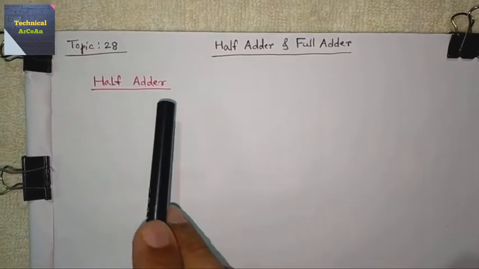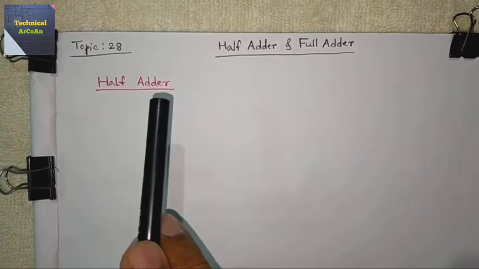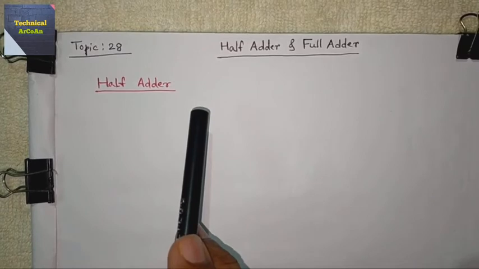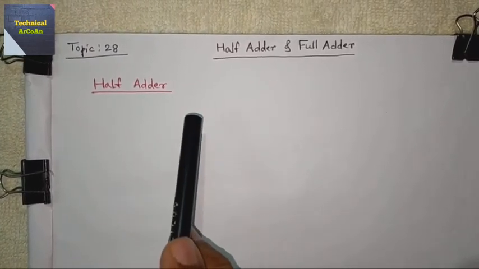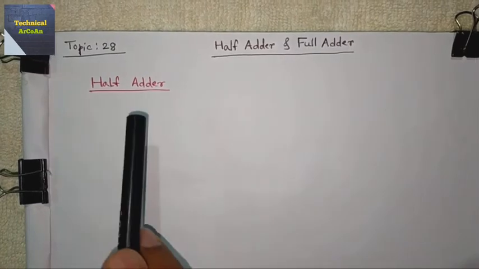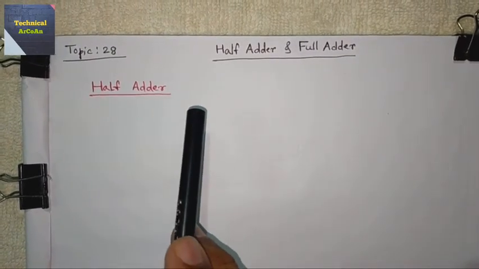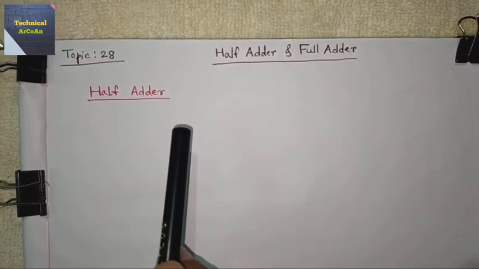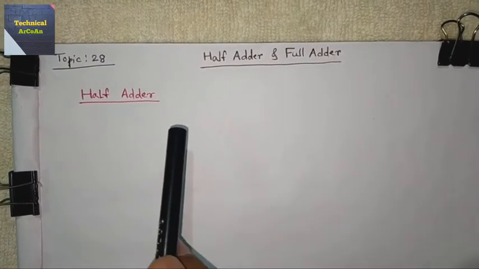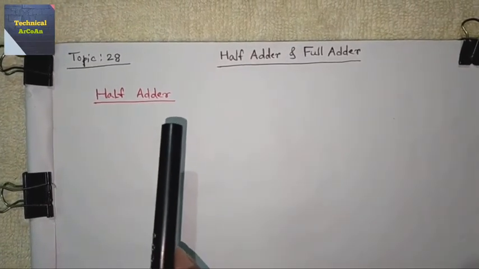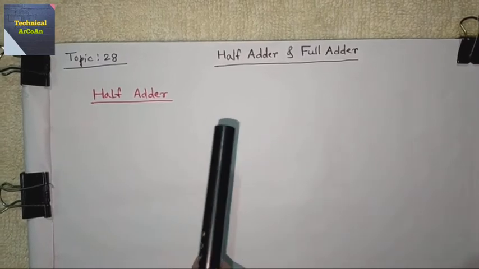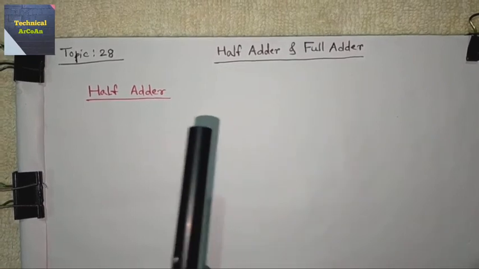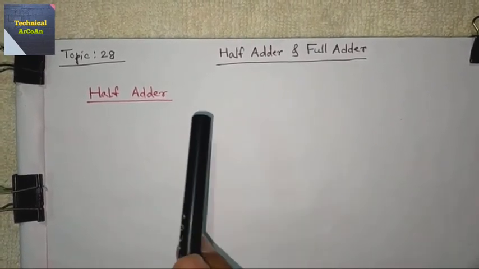A combinational circuit that performs the addition of two bits is called a half adder. From the definition of a half adder, we find that the half adder circuit needs two binary inputs and two binary outputs. The output variables produce the sum and carry bits. A and B are the two inputs, and S for sum and C for carry are the two outputs.